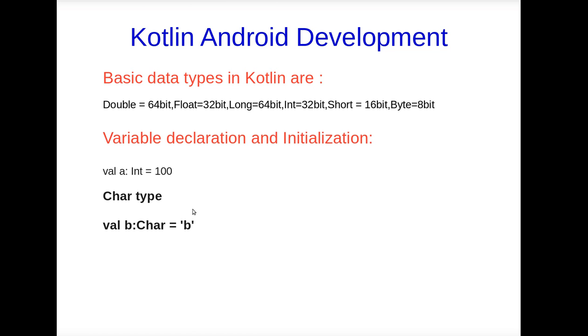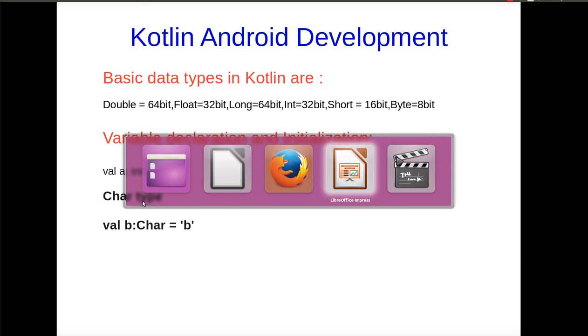And declaring a variable. You can declare a variable like val a: Int, where a is the variable name and Int is the type, and we are initializing that variable with 100. As you noticed, the first letter of the data type is always capital. We can try a demo for that.